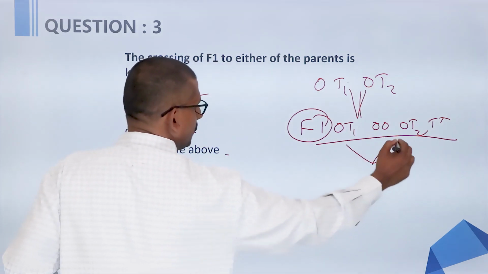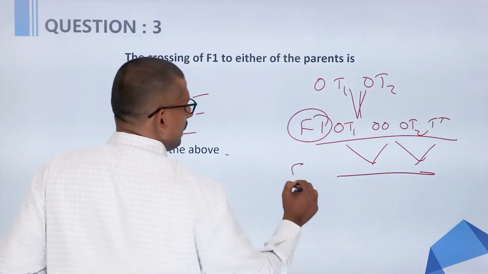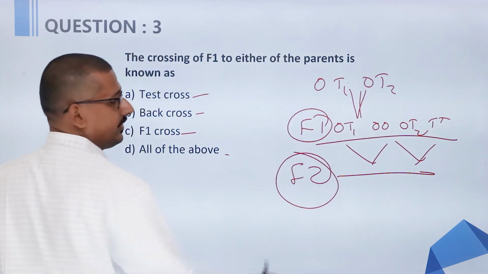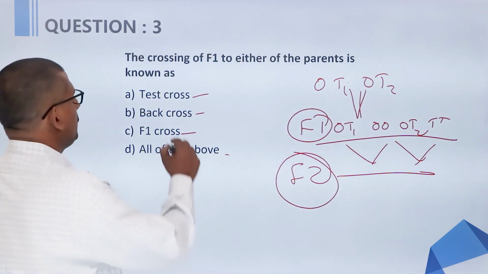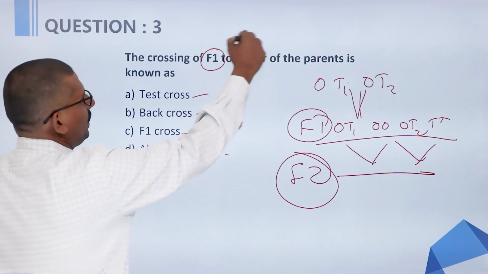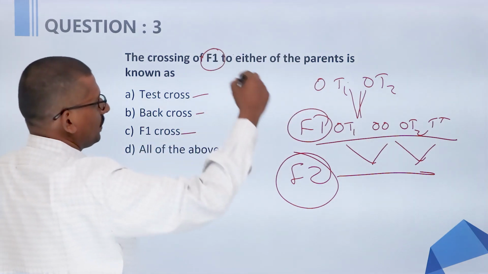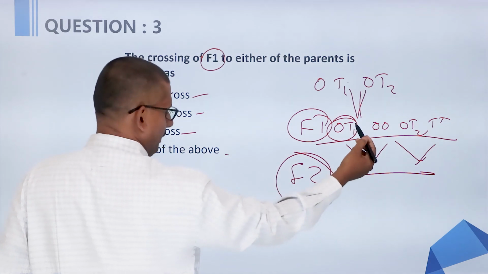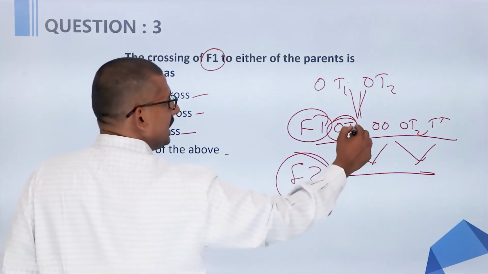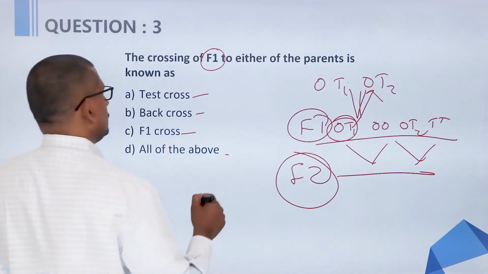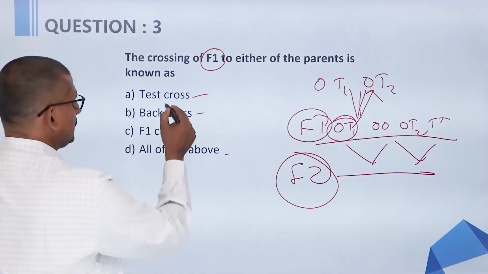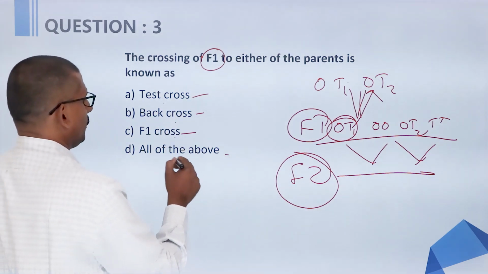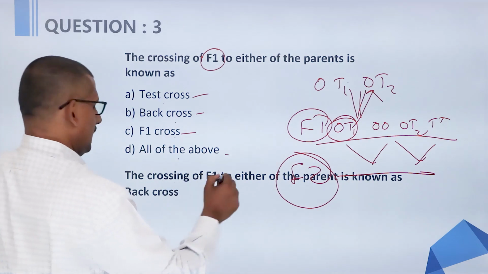Pinne second cross and down, F2. First filial 1, filial 2 generation. So what do you mean by crossing of F1 to either of the parent? That is T1 and first baby, offspring. This is a cross and a parent. So options are test cross, back cross, F1 cross, all of the above. So the right answer is back cross.